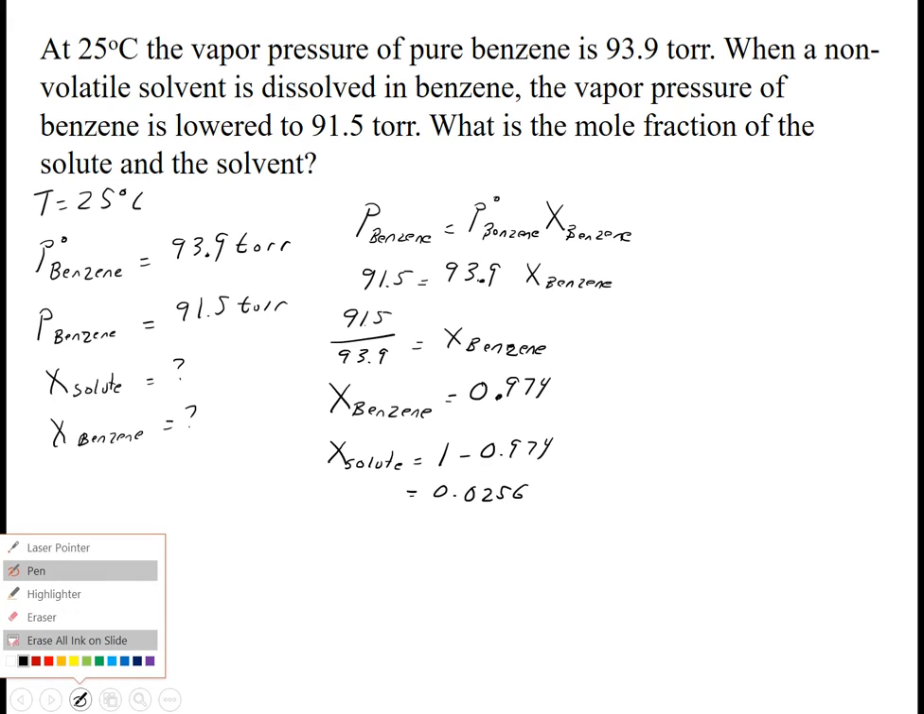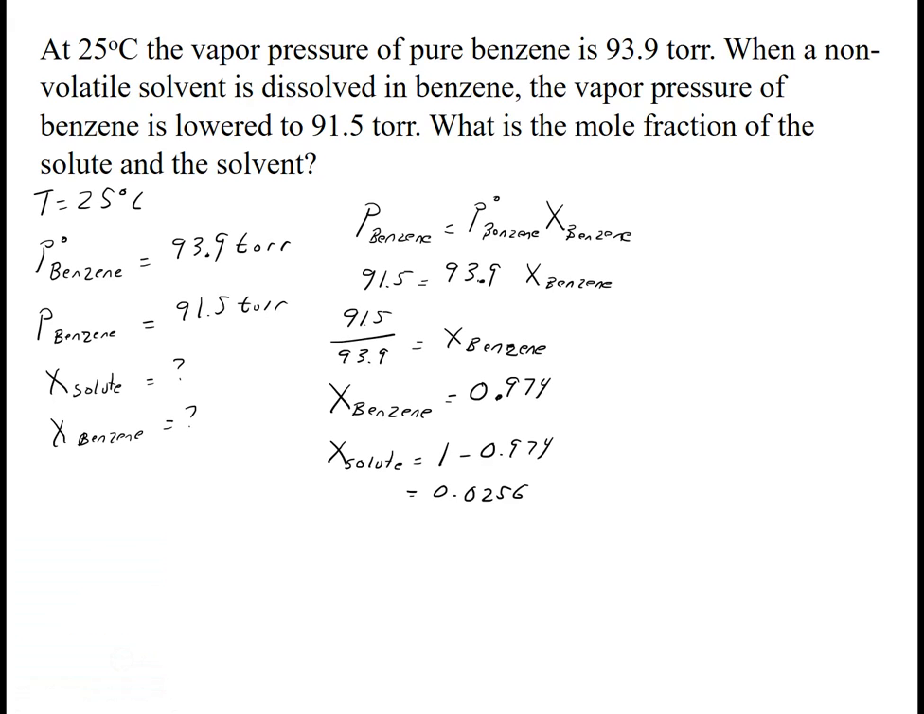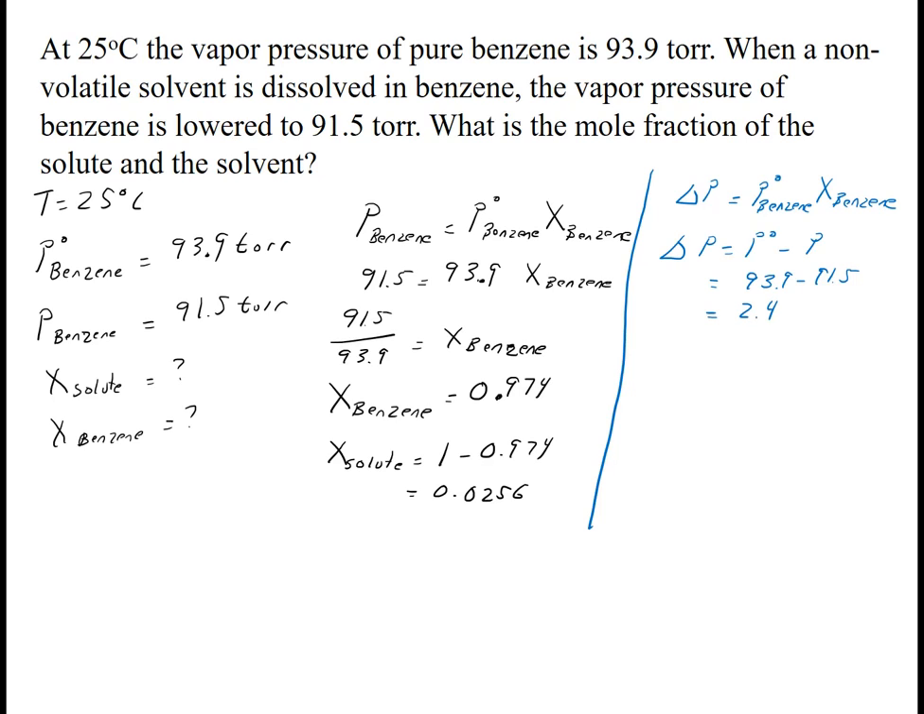Way number 2, which I'll do in blue. So this is a completely independent method. It doesn't matter which one. I can use the change in pressure. It's still the pure pressure of benzene times the mole fraction of benzene. The change in pressure is P naught minus P. So it's going to be the 93.9 minus 91.5. And that gives me 2.4. And that's torr.